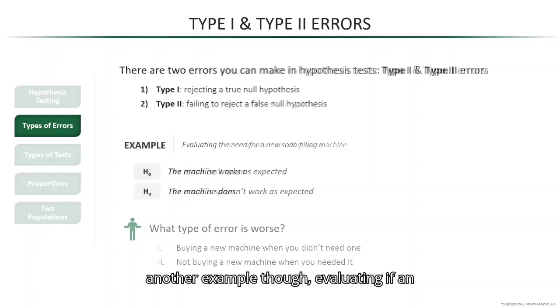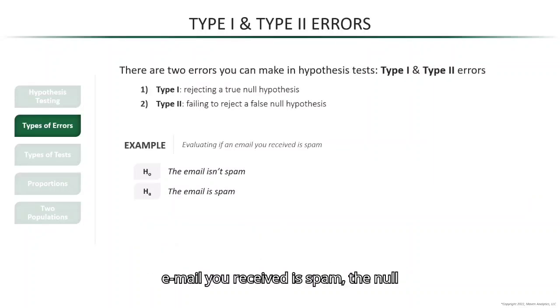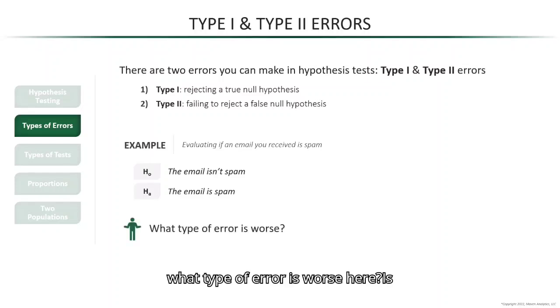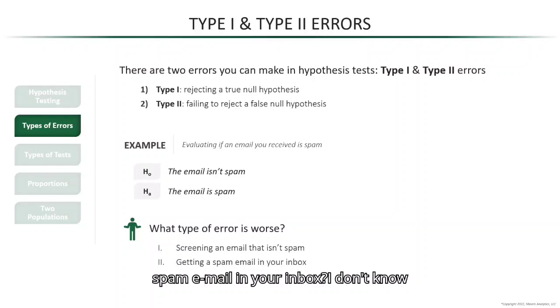Let's look at another example though. Evaluating if an email you received is spam. The null hypothesis being that it isn't, as that's typically the default assumption. So what type of error is worse here? Is it type 1, which is screening an email that isn't spam, or type 2, getting a spam email in your inbox? I don't know about you, but I'd rather delete the occasional spam email myself than miss out on a potentially important email because the spam filter made a mistake. So here you want a low significance level to decrease the probability of getting a type 1 error.